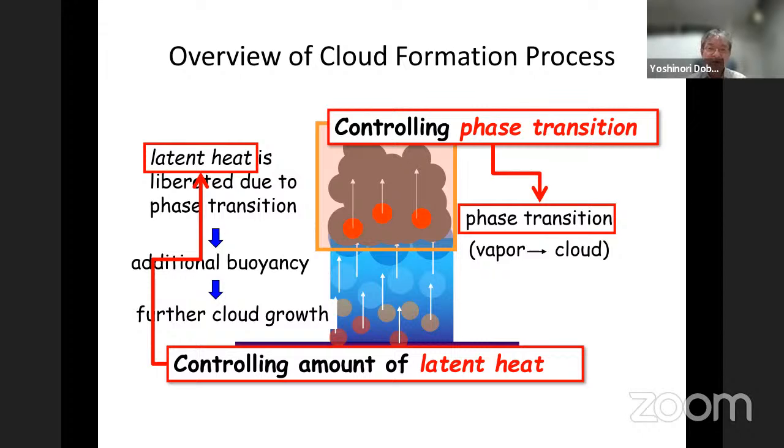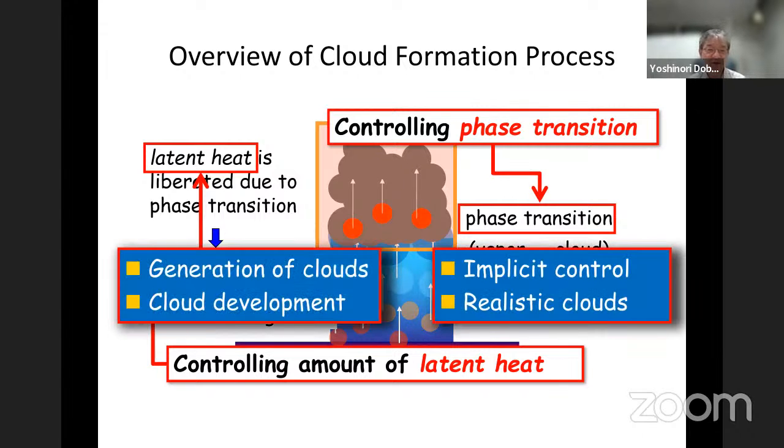We developed two controllers for these two variables, and by using these controllers, we can control the generation of clouds and vertical cloud development. One important feature of this method is that we do not use external forces. So we call our method a kind of implicit control. This implicit control tries to preserve the dynamics of the cloud formation as natural as possible. So we believe that this method can create realistic animation of the cloud formation process.